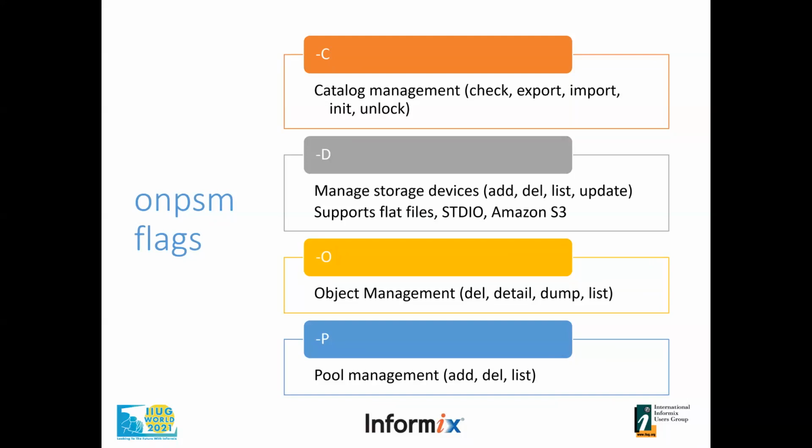Then you have -O, which is your object management. So these are the actual objects in the backup. You have an object for your root DB space, an object for your data space 1, your data space 2, an object for log 503, another object for log 504. And then you also have objects for each of the critical files.